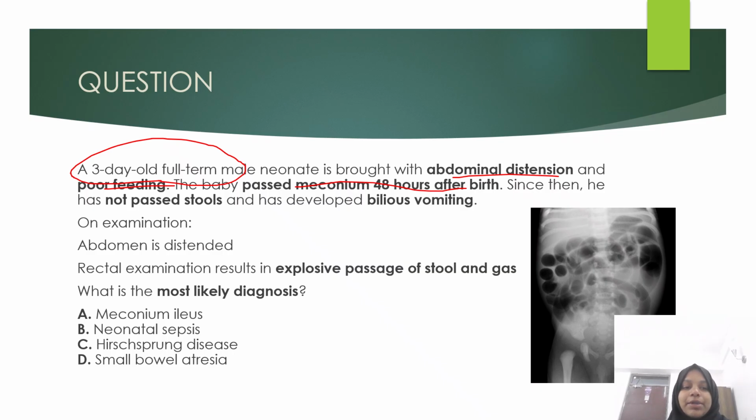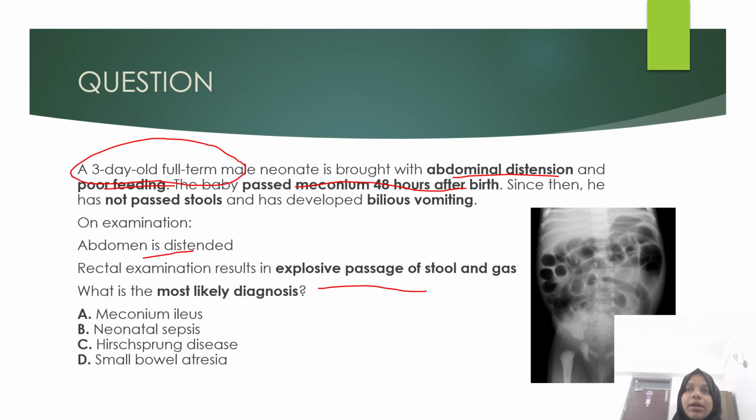On examination, the abdomen is distended. Rectal examination results in explosive passage of stool and gas. What is the most likely diagnosis? And the image was also given. That means there is abdominal distension, there is intestinal obstruction. It is a 3-day-old baby, so what are the options? Meconium ileus, neonatal sepsis. In neonatal sepsis, there will be septic features.